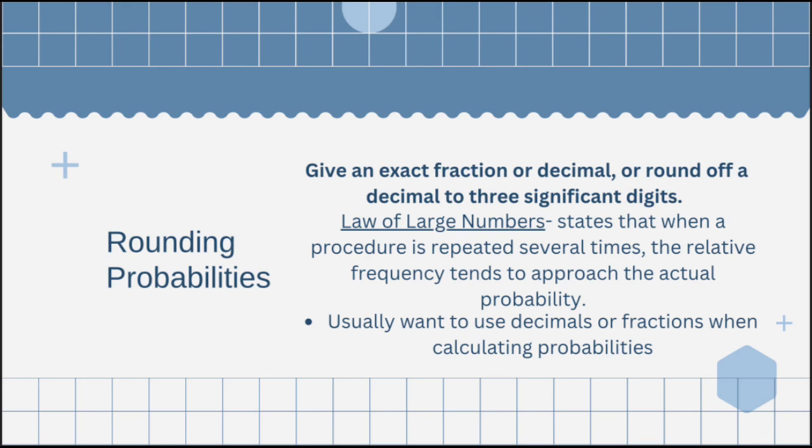Another part to discuss is the law of large numbers, which says that when a procedure is repeated several times, the relative frequency of an event tends to approach the actual probability. And this is a part of why you want to use either decimals or fractions when calculating probabilities rather than percentages. It can also just be difficult to calculate percentages for a long time because it's just not as simple, and using decimals is usually the easiest way of calculating probabilities.